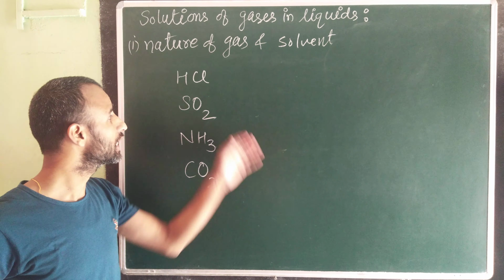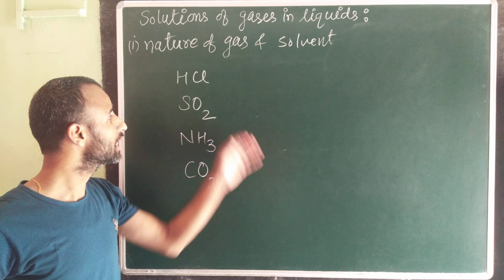Because water is more polar than ethyl alcohol. That's why O2, N2 and CO2, which are non-polar, are more soluble in ethyl alcohol than in water. But ammonia, H2S are polar, and water is more polar than ethyl alcohol. That's why ammonia, H2S, HCl are more soluble in water than in ethyl alcohol.